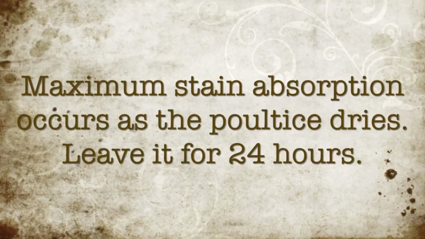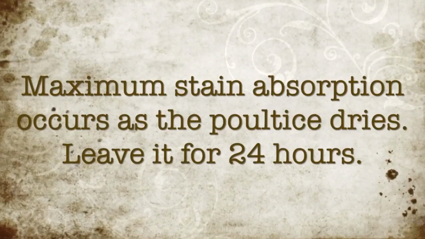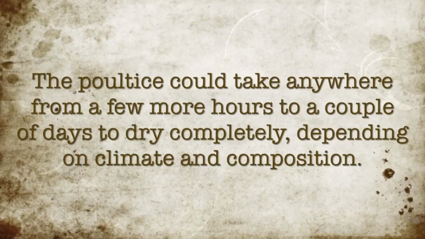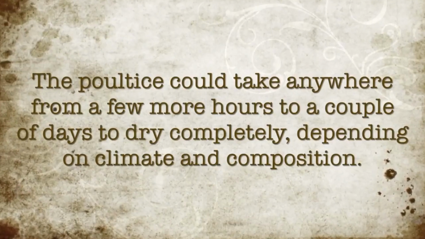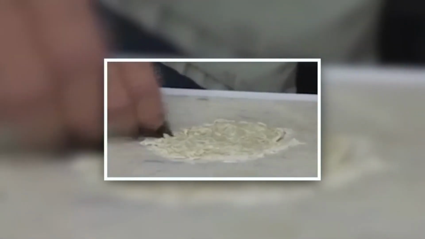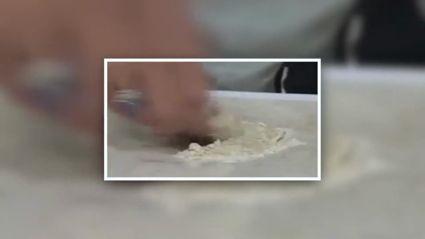Maximum stain absorption occurs as the poultice dries. Leave it for 24 hours, and then remove the plastic. If you take the plastic off and the paste is not dry, allow it to air dry uncovered. The poultice could take anywhere from a few more hours to a couple of days to dry completely, depending on climate and composition. Once the poultice is completely dry, carefully use a straight razor or a plastic putty knife to scrape the poultice from the stone. Avoid using anything that will scratch the stone, like a screwdriver or metal putty knife.